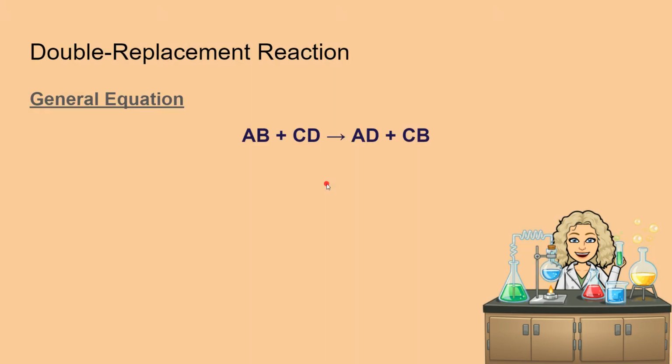All right, our fifth type of chemical reaction is a double replacement reaction. So I've got AB plus CD becomes AD and CB. As you can see here, A and C just swapped places, or swapped partners, or you could say B and D swapped partners. So that's a good way to look at that one.